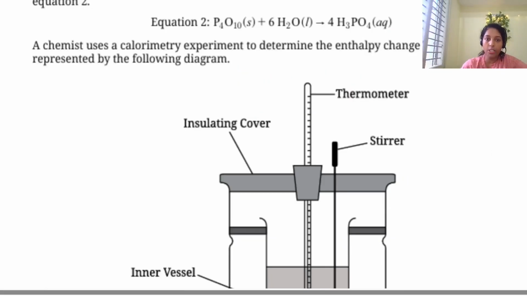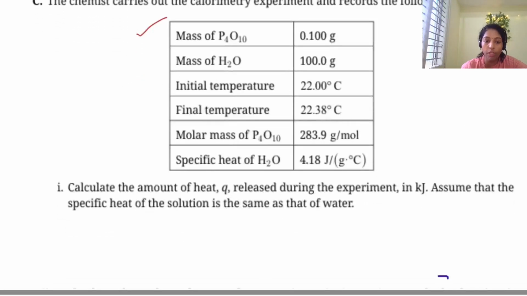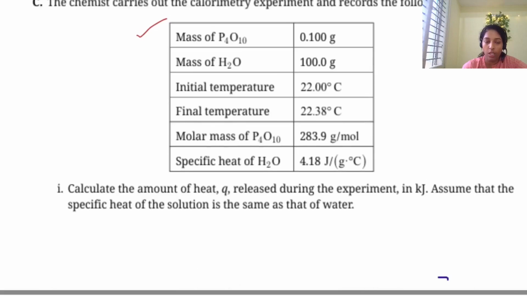Okay. The next part of the question is a calorimetric question. They were given a reaction: P4O10 solid plus 6H2O liquid forms H3PO4, phosphoric acid. Then calorimetric data is given. You need to find the amount of Q released during the experiment. So how do you solve this calorimetry problem? First you have to find Q water. Q water is our surroundings. That is the first step.